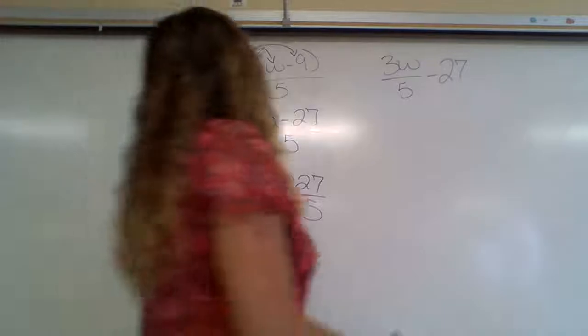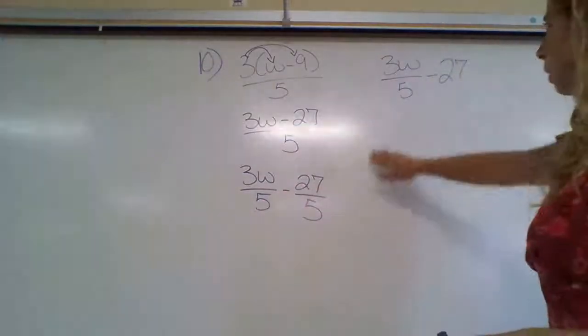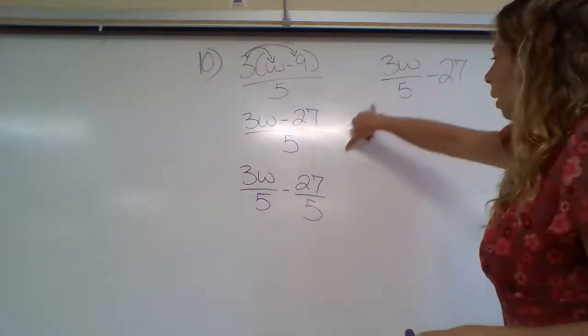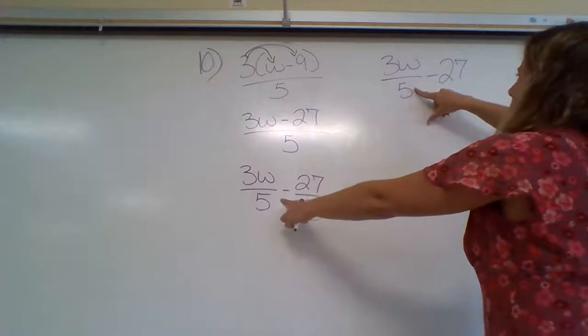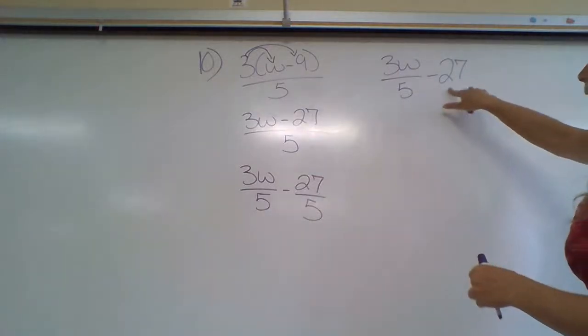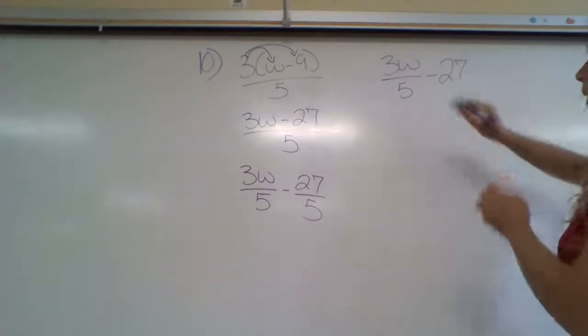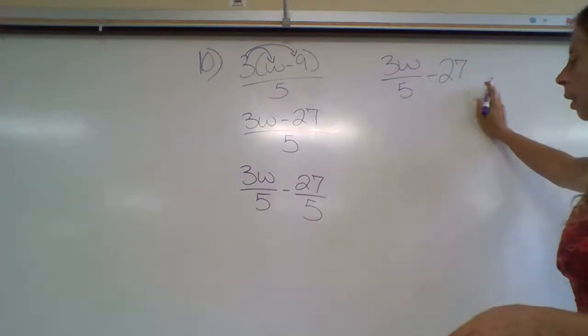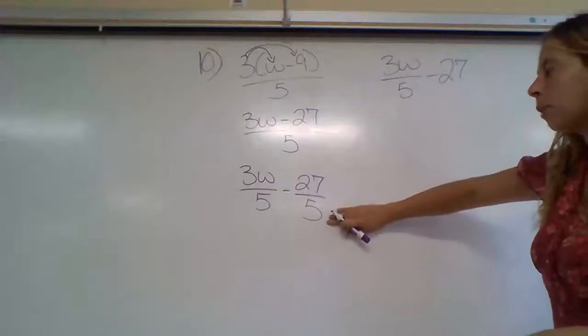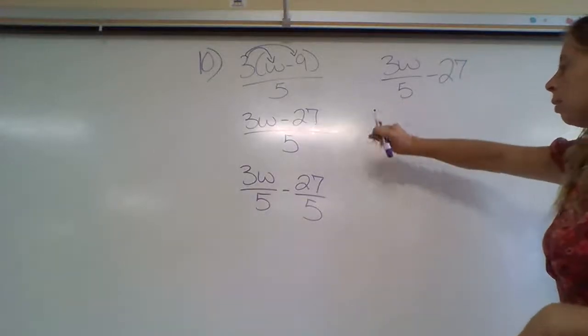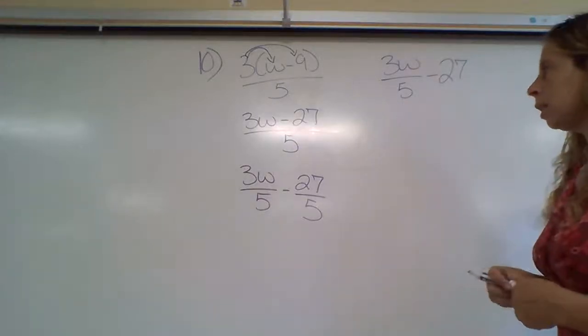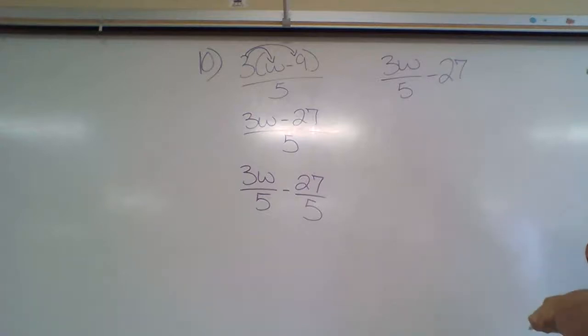We can stop because these two are not equal. This one, the first term matches, but then they got rid of the dividing by 5, so that's going to be very different. This one is just 3w over 5 minus 27, and here we're dividing 27 by 5, so those are going to be very different answers. These are not equivalent to each other.